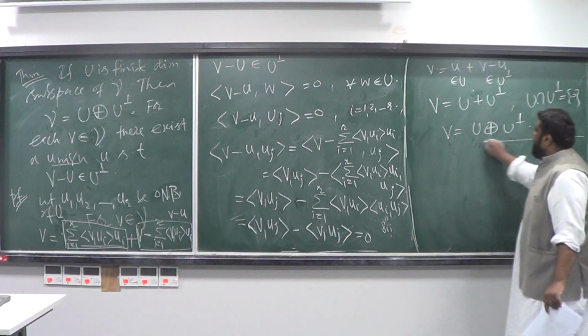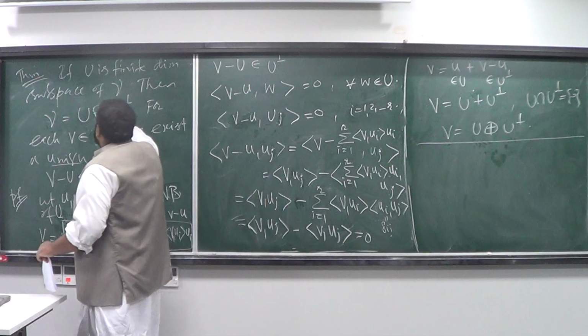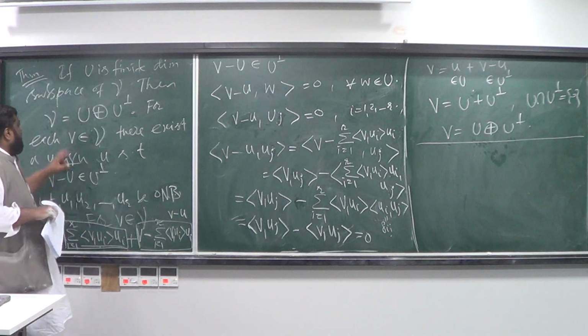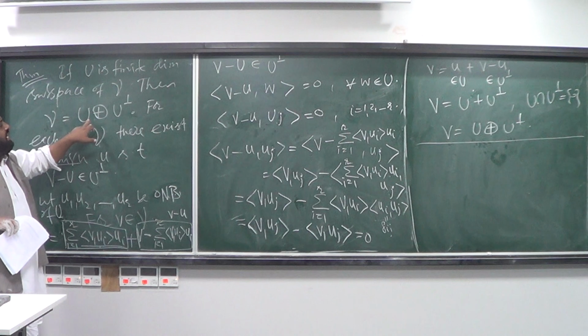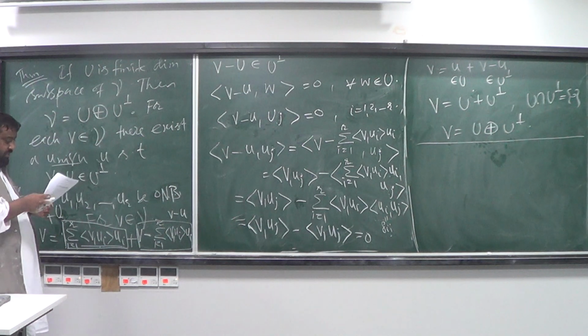So what is this result telling you? That if you take a subspace of an inner product space V, then the inner product space can always be written as the direct sum of that subspace and its perp.